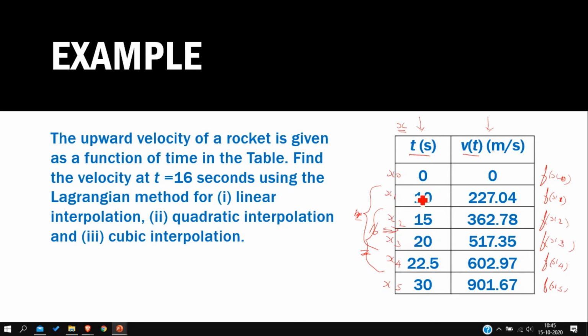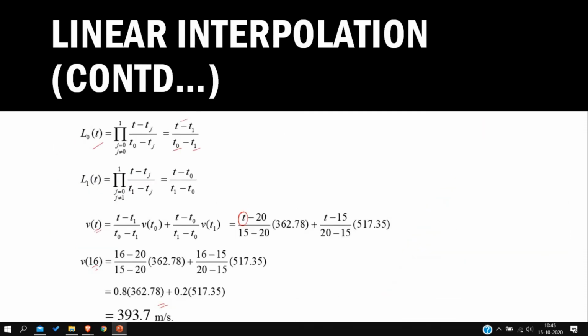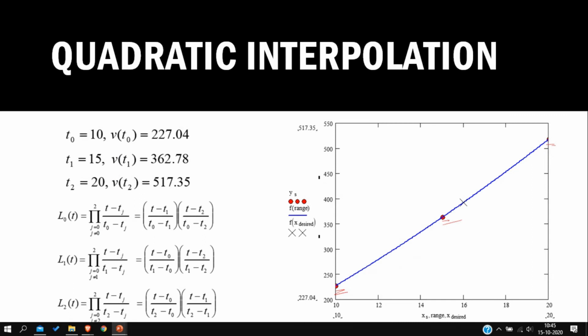So in this case our t0 is 10, t1 is 15 and t2 is 20. So these are the 3 points. The corresponding v of t values are also given. So t0 is 10, v of t0 is 227.04, t1 is 15, v of t1 is 362.78, t2 is 20 and v of t2 is 517.35.